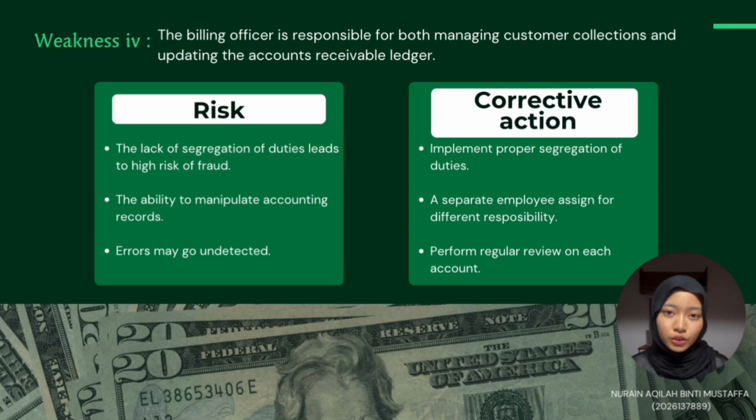As a corrective action to mitigate this risk, the company must immediately segregate these two functions by assigning cash collection responsibility to one employee and accounts receivable record updates to a separate, independent person. The company should also perform regular reviews on each account. A supervisor or internal auditor should periodically reconcile the accounts receivable records against actual cash collections and bank statements. This provides an additional layer of oversight and helps detect any discrepancies or irregularities in a timely manner. This ensures that no single individual has unchecked control over both assets and records.